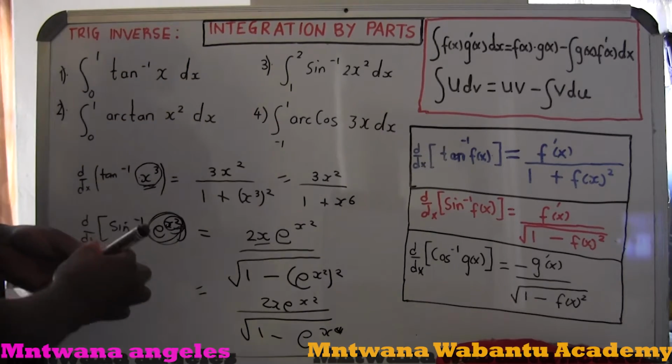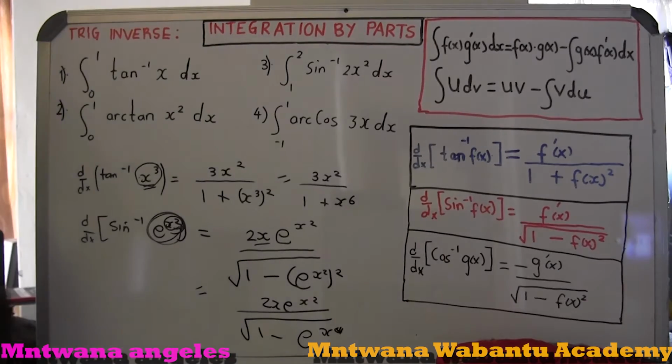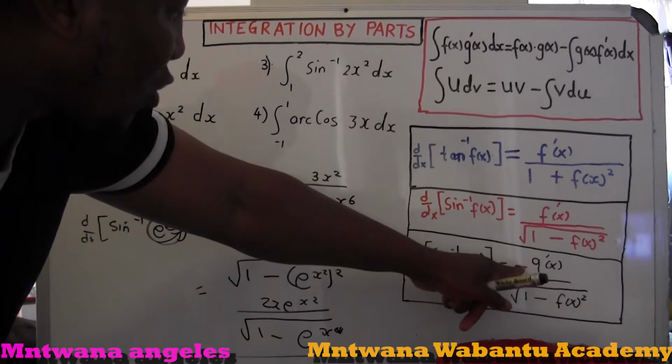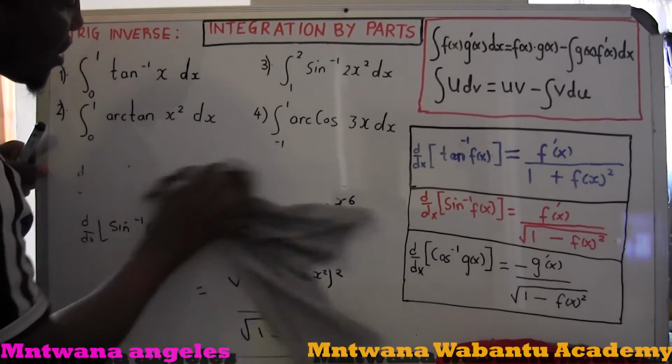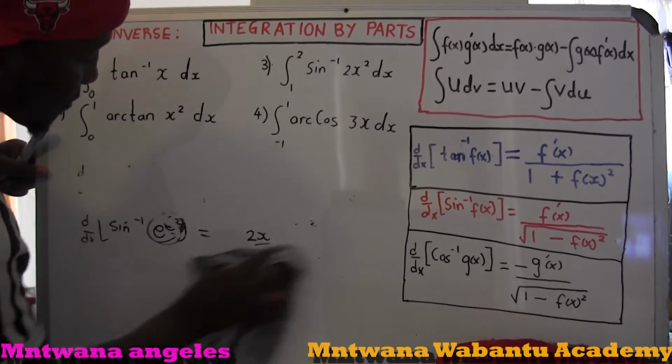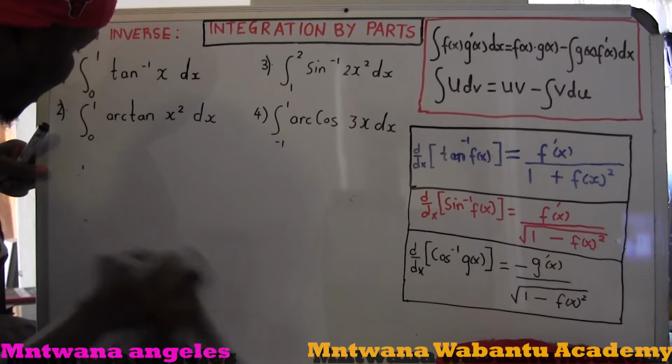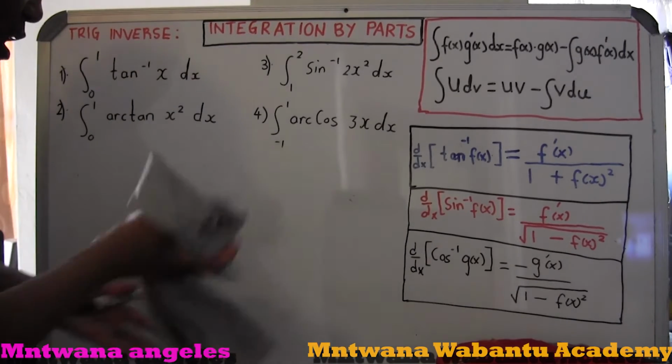For cos inverse, you're going to use the same approach. The only difference between cos and sine is that for cos you put a negative in front. So that's how you differentiate trig inverse. Now let's do the first question. For cos, it's easy.